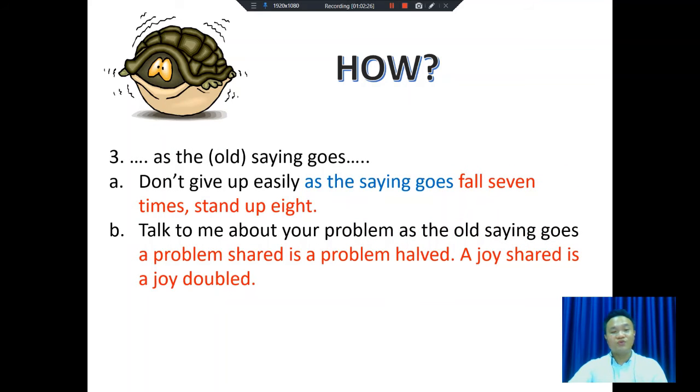And the next way, you use the words 'as the saying goes', or you can also say 'as the old saying goes'. I've shown you the example here. A, don't give up easily, as the saying goes, fall seven times, stand up eight times. So just now we used dialogue form, and here we use the connecting phrase 'as the saying goes'. B, talk to me about your problem. As the old saying goes, a problem shared is a problem halved, a joy shared is a joy doubled. This is another proverb that we use.